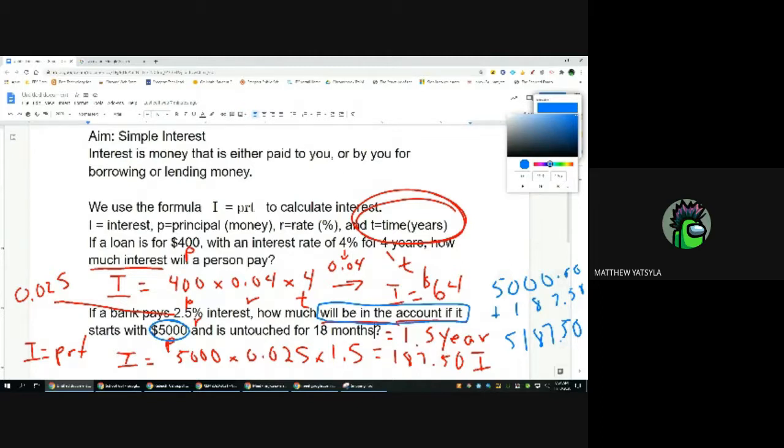All right, again, simple interest. I equals PRT. I is your interest. P is the principal or the money. R is your rate as a percent, which we have to convert to a decimal to calculate with. And T is for time.